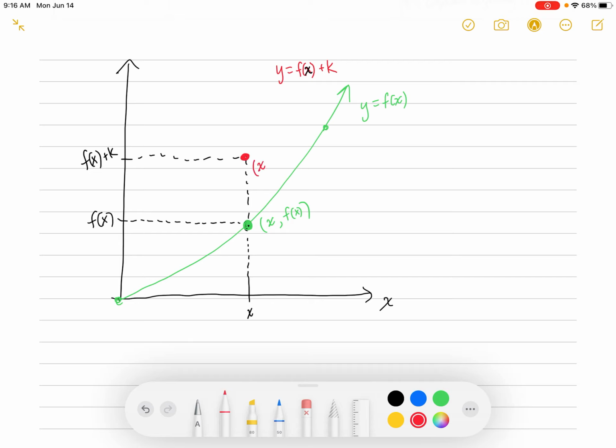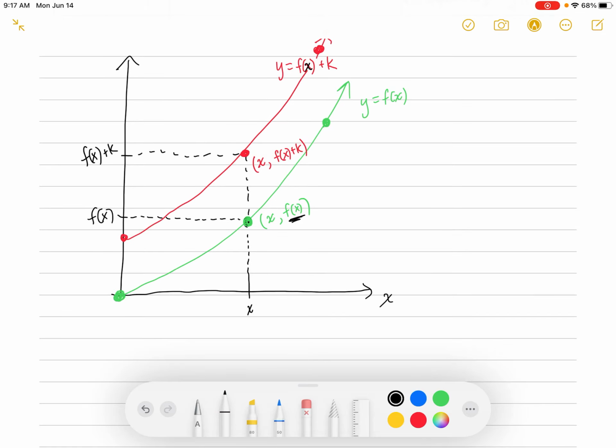So here's our new point. I'll write it like this. The input was x, the output, the y value, was f of x plus k. So basically what happened was that green point I was focusing on got shifted up k units. Let's go back to this starting place here, the origin. That's going to move up k units. And let's say this ending green point, that's going to move up k units as well. So everything just shifts up k units.